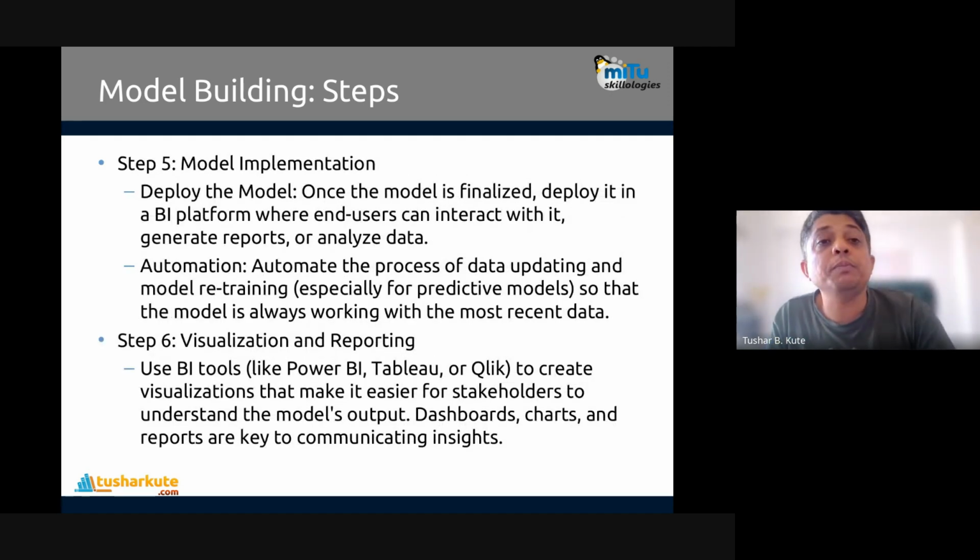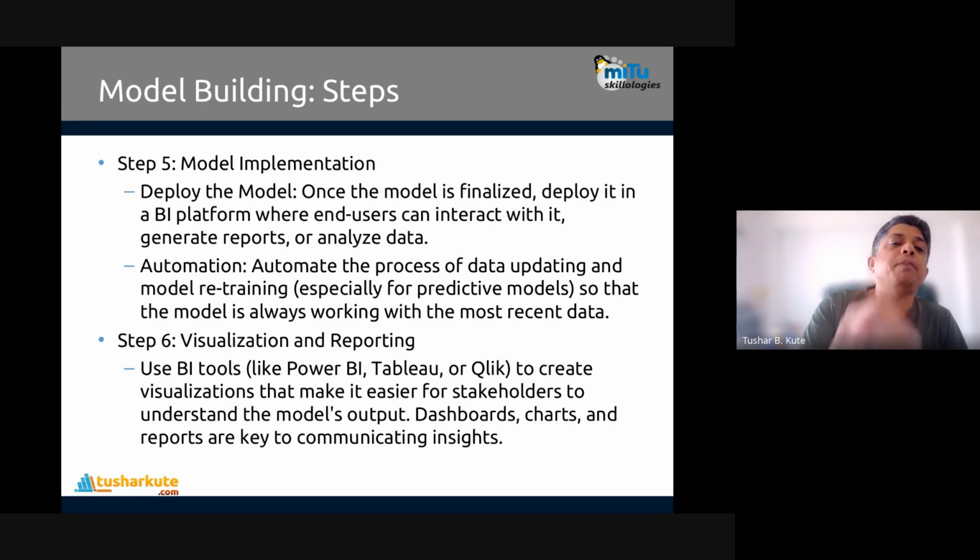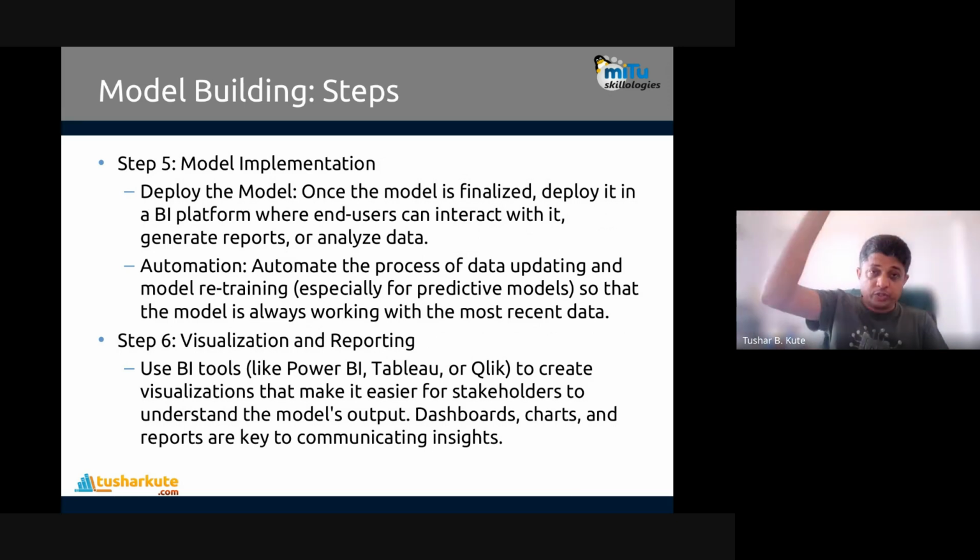Step number 5, deployment. That is model implementation. So deploy the model. Once the model is finalized, deploy it in a BI platform where end users can interact with it, generate reports, or analyze the data. So two kinds of deployments are there. First, a desktop deployment, or a web deployment on a single system or on the web system, in the cloud system also.